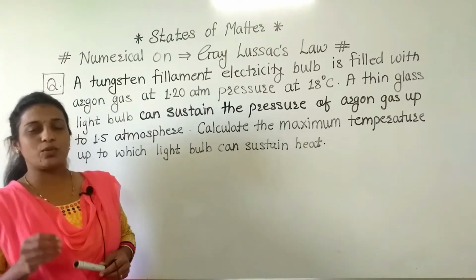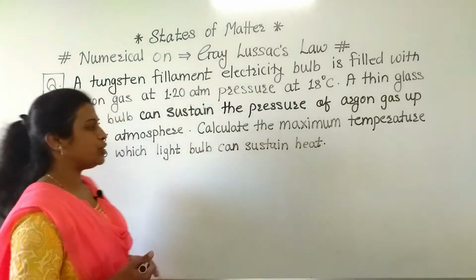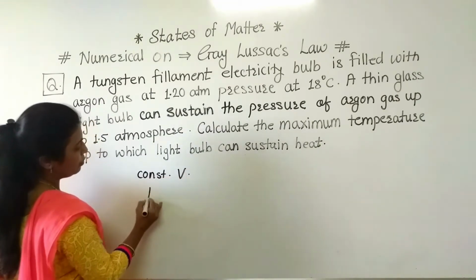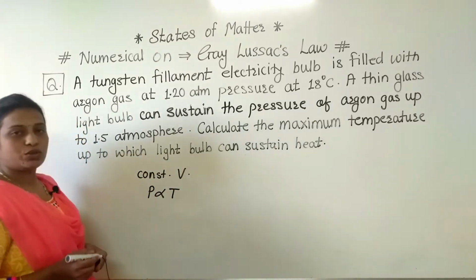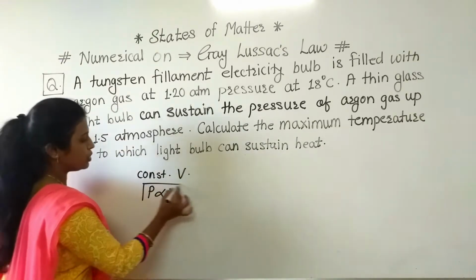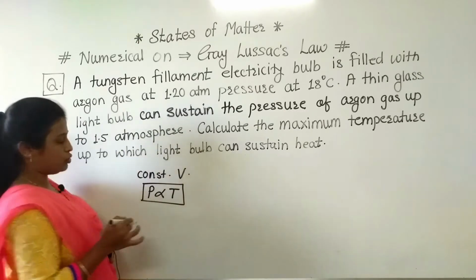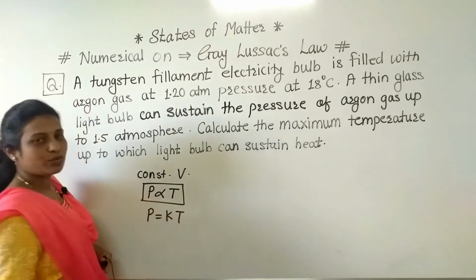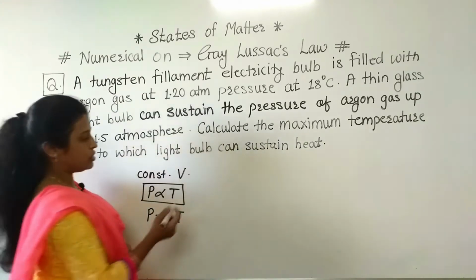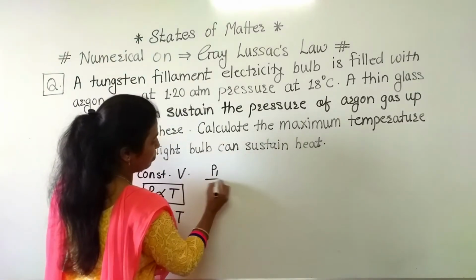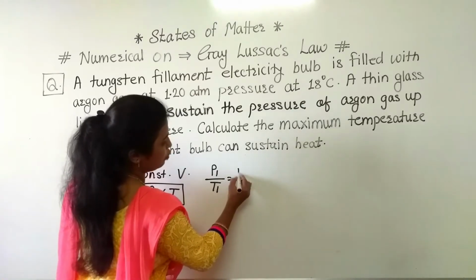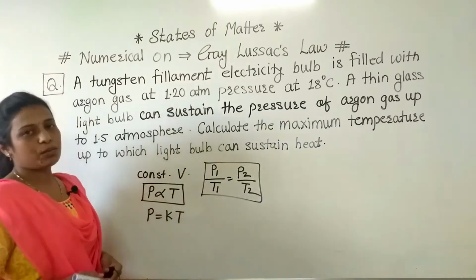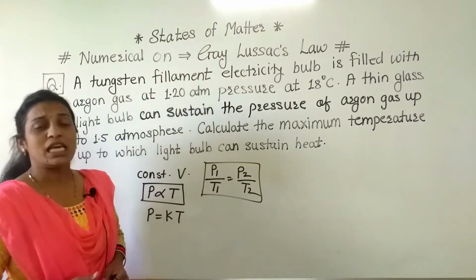Firstly, you should know what Gay-Lussac's law is. As we know, at constant volume, pressure is directly proportional to temperature. According to this law we get one formula, P is equal to K into T, where K is the proportionality constant. If we consider that formula, P1 divided by T1 is equal to P2 divided by T2. We have to use this formula for the numericals based on Gay-Lussac's law.